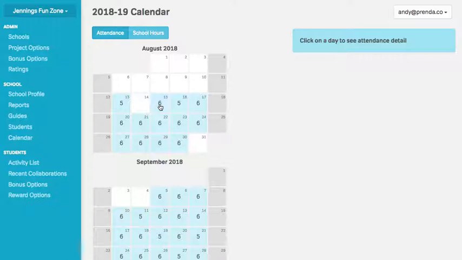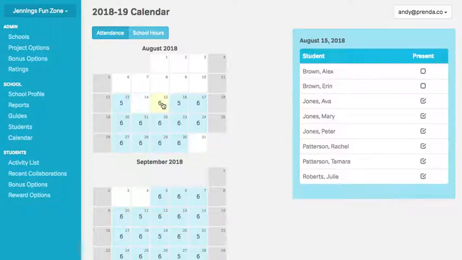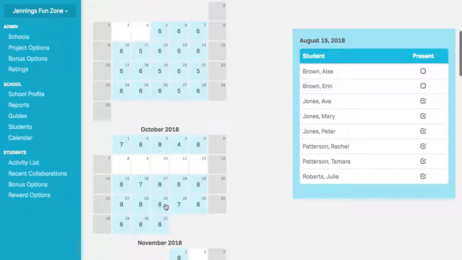So in attendance mode, both of these numbers, attendance and school hours, are adjustable. You can go in as a guide and you can adjust these numbers for accuracy. In attendance mode, if you click on a given day, it shows you off to the right the list of students who was present on that day and who wasn't. The system automatically marks a student as present if they logged in to coins.prenda.co on that day. So hopefully most of these numbers are accurate.